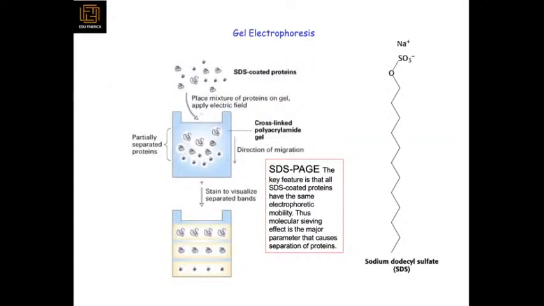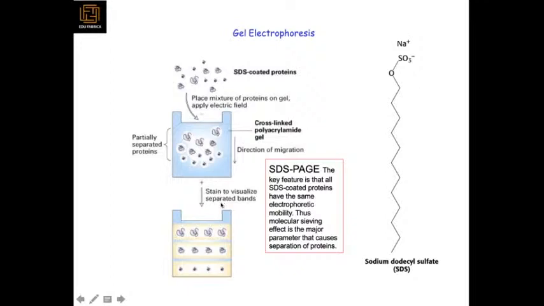We will discuss them in detail later. So this is the SDS-coated proteins. They are placed on the gels. You can see the partially separated proteins on it, and the direction of migration.